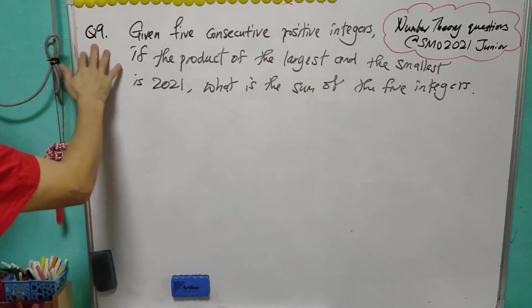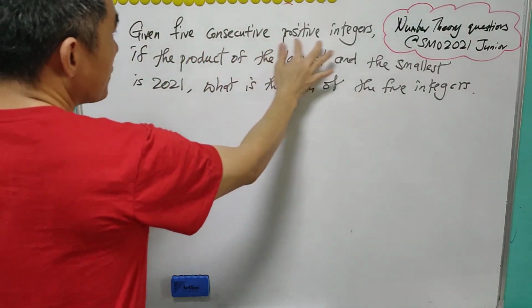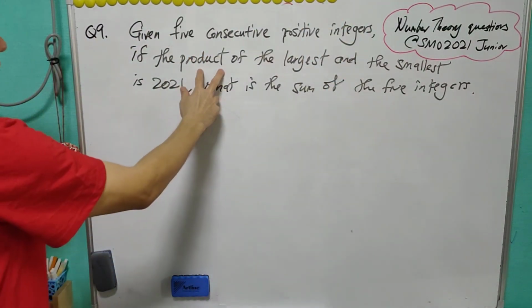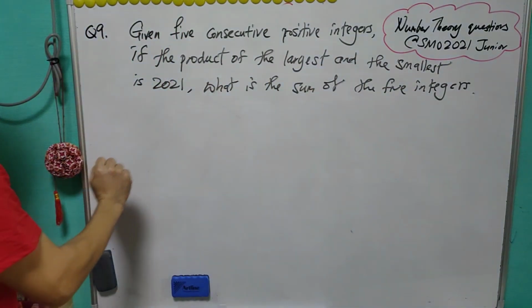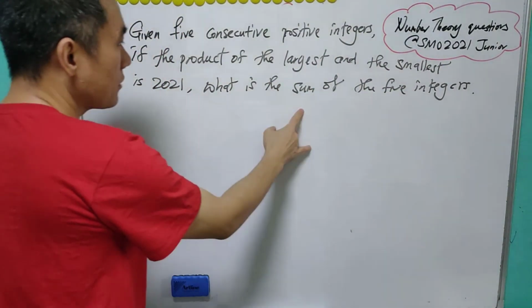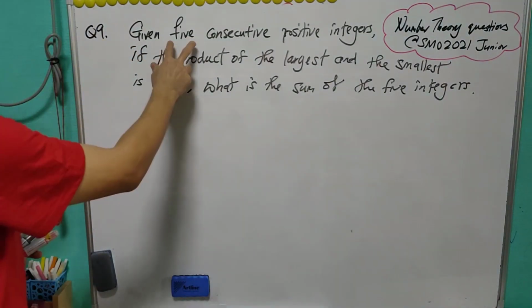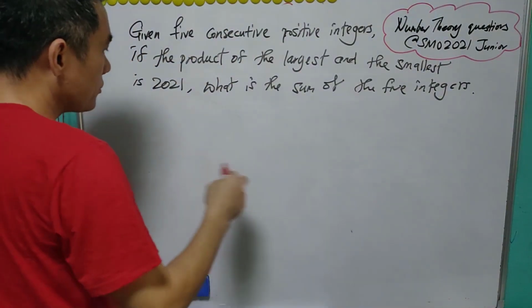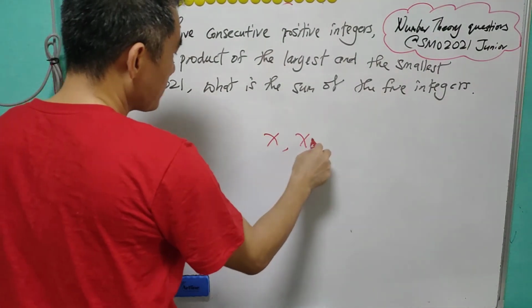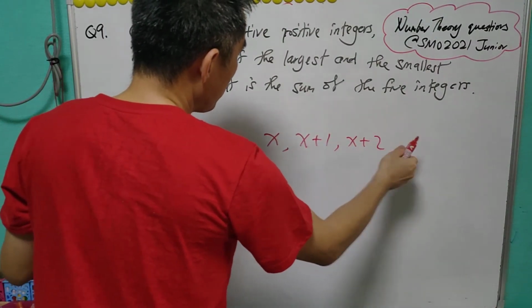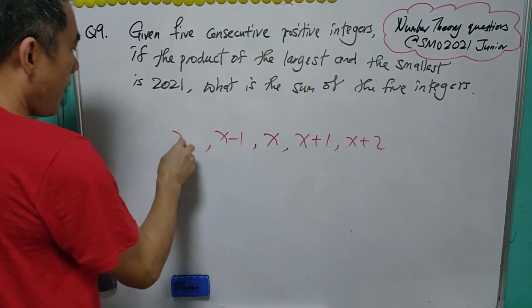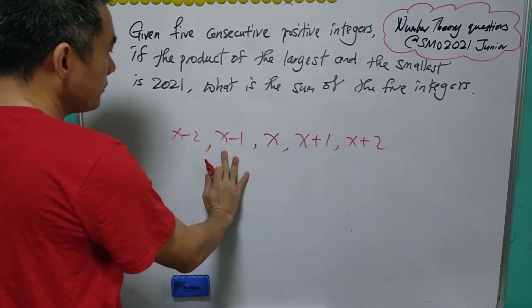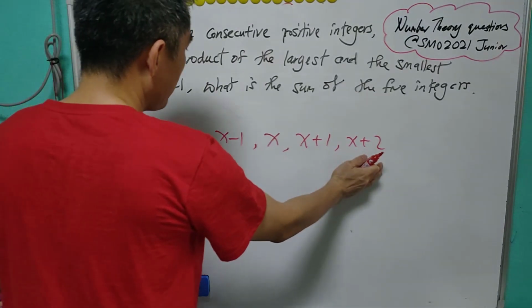For question 9, we are given 5 consecutive positive integers, and the product of the largest and the smallest is 2021. The question asks, what is the sum of the 5 integers? For 5 consecutive positive integers, usually we start from x, x plus 1, x plus 2, and so forth. But we can also start with x minus 2, x minus 1, x, x plus 1, and x plus 2.